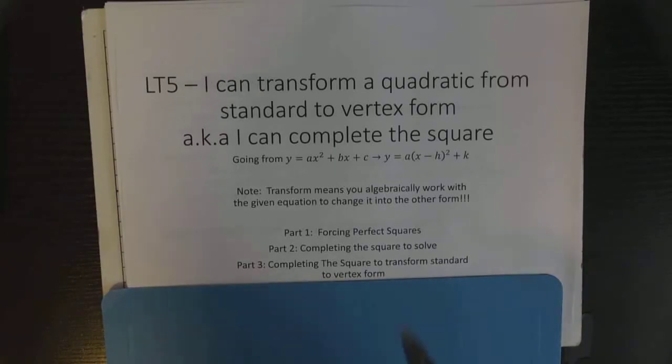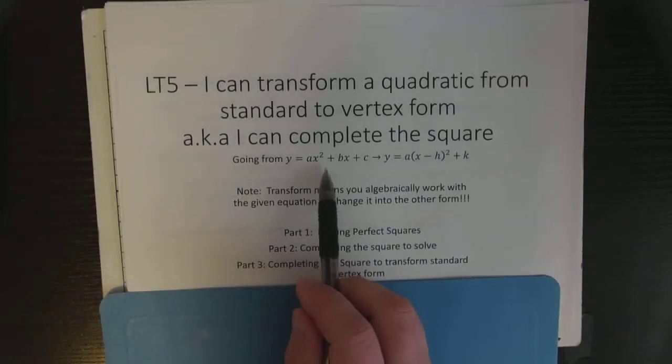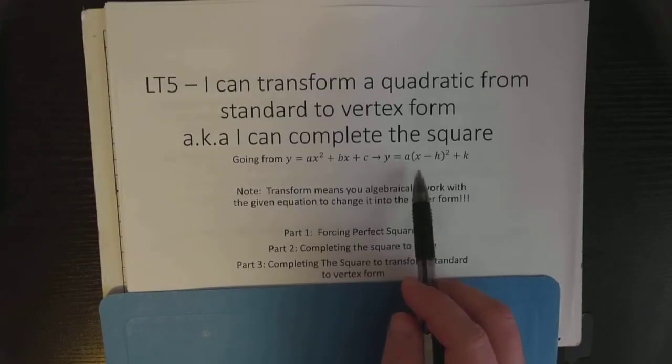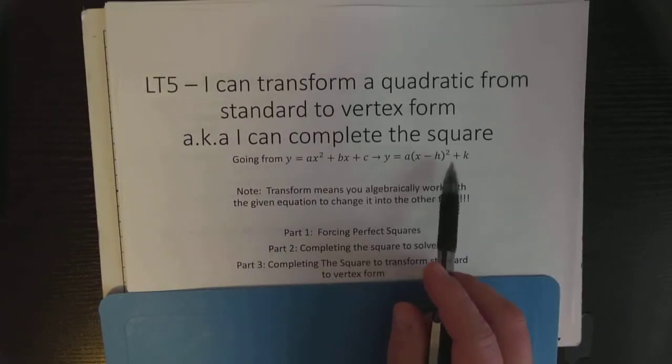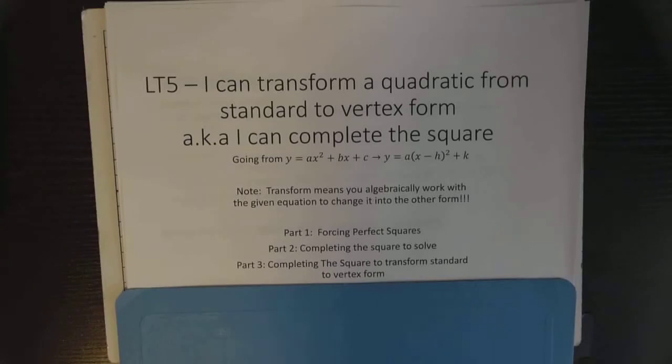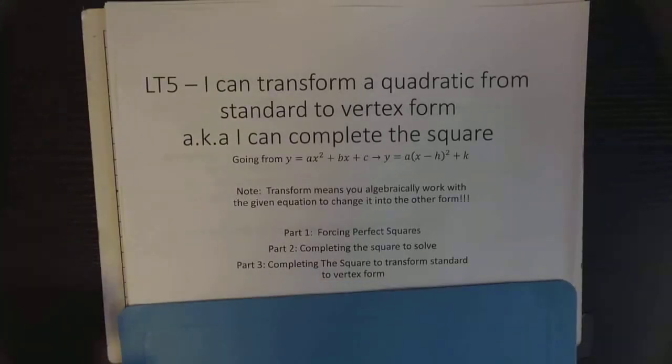And so that last part means we're going to go from ax squared plus bx plus c, and we're going to transform it to a times the quantity x minus h squared plus k. Note, transform, one of your command terms, means you algebraically work with the given equation to change it into the other form. Some of you may find a shortcut to go from standard to vertex form, but I will let you guys think about that. So we're going to start with part 1.